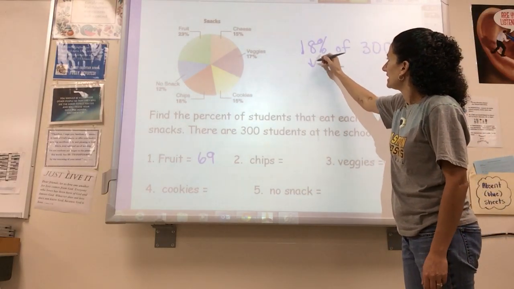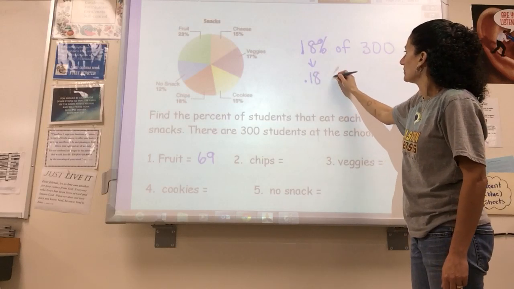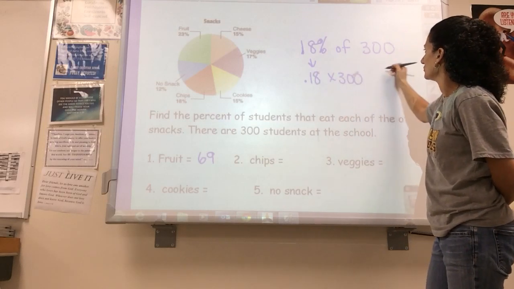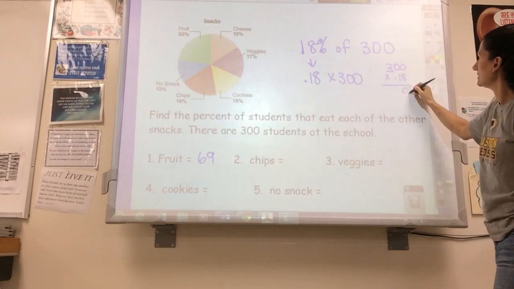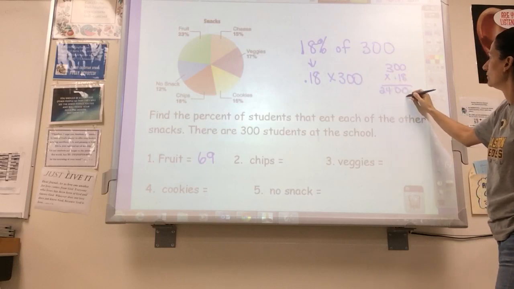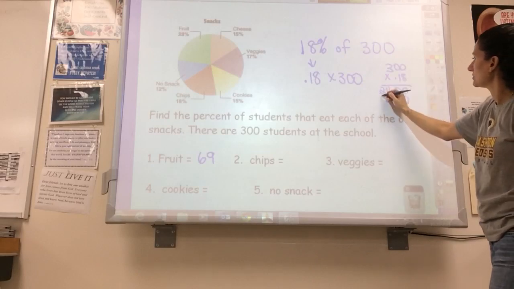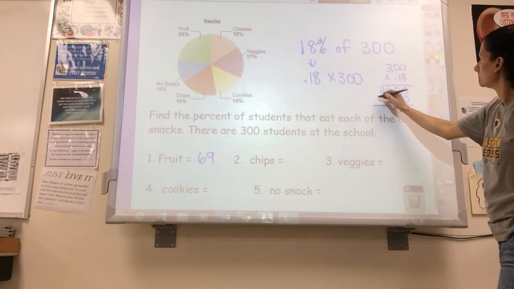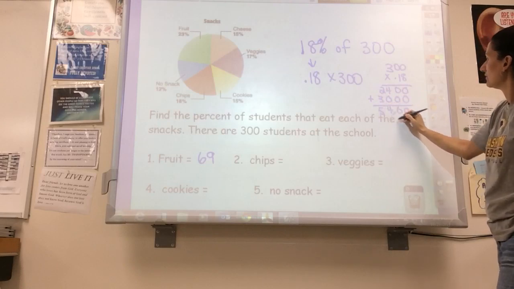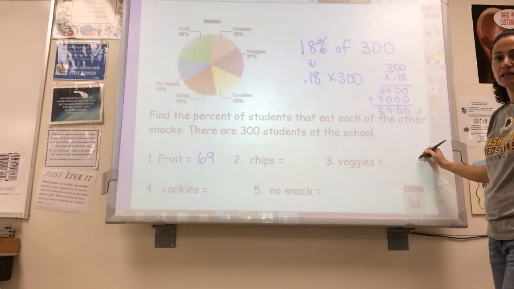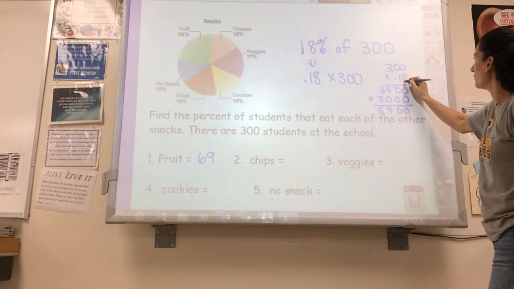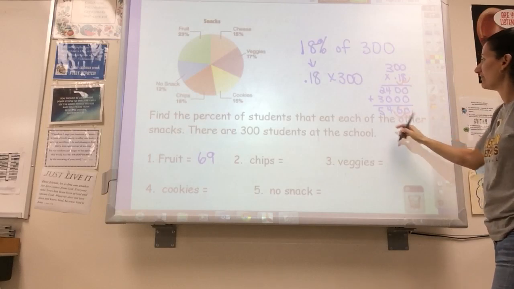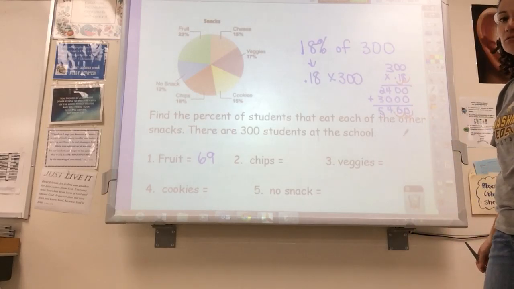So I'm going to change this to a decimal, 0.18, and I'm going to multiply it by 300. Again, 300 times 0.18. All right, so 0, 0, 3 times 8 is 24. Put down my 0 for a placeholder, and then a 0, 0, 1 times 3 is 3. And now I add those up, and that gives me 5400. Did I forget something? Yeah, I forgot to put my decimal. Don't forget that. 1, 2. It wouldn't make sense to have 5,400 kids if I only have 300.